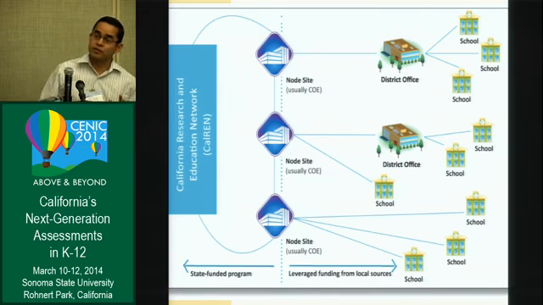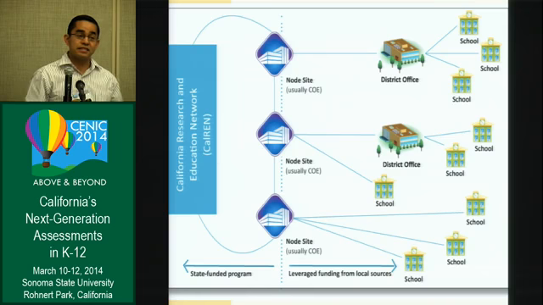I'm going to give you a bit of perspective on the technical side. What does this mean for the network? What does this mean for Scenic and CalREN?